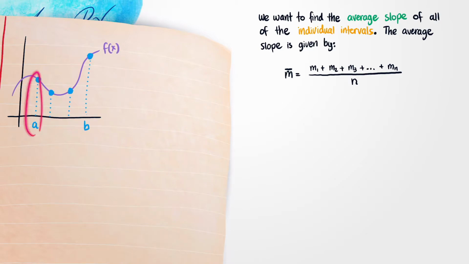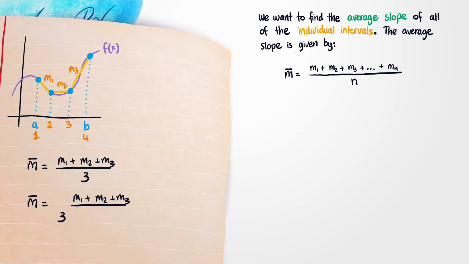Let's pretend that a was equal to 1 and that b was 4, and we broke the length between them into 3 subintervals. Now in this case, the average gradient is just m1 plus m2 plus m3 divided by 3. Now to evaluate this, let me go ahead and bring the 3 out the front. Now to begin, we're going to try to find the gradient of the interval m1 by drawing a triangle underneath it. Now keep in mind that the coordinate of this point is just 1, f of 1, and the coordinate of this point is just 2, f of 2.